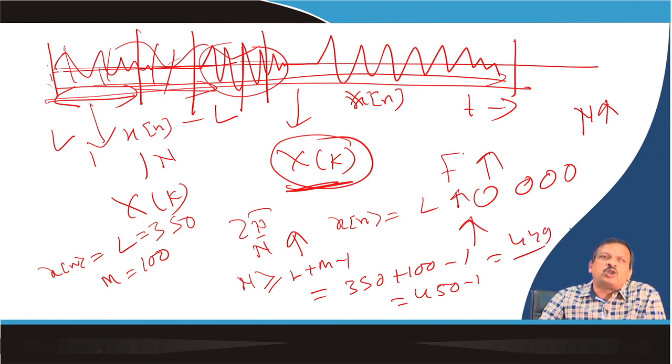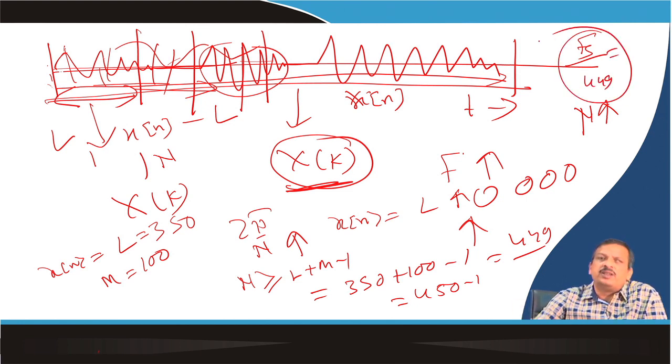How many 0s have to be added to the signal? M minus 1, 99 zeros. How many 0s will be added to the filter? L minus 1. So, if the signal is sampled at 16 kilohertz, what should be the frequency resolution? You know the frequency resolution is nothing but fs by N. N is equal to 449. So, that is nothing but the frequency resolution. Okay. So, that kind of answer you can give.